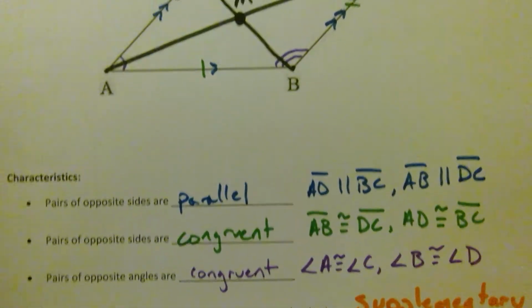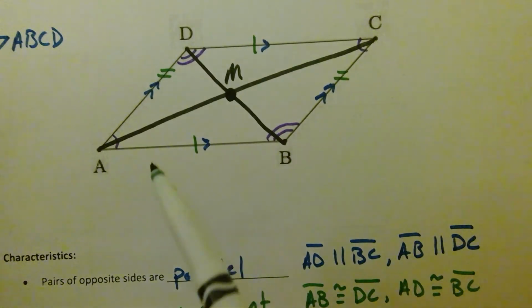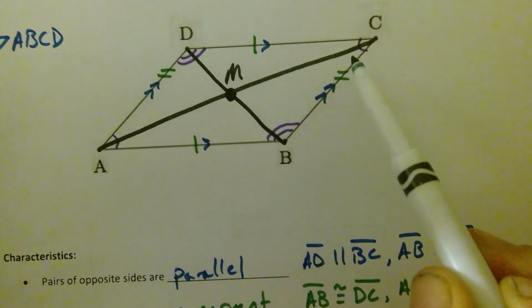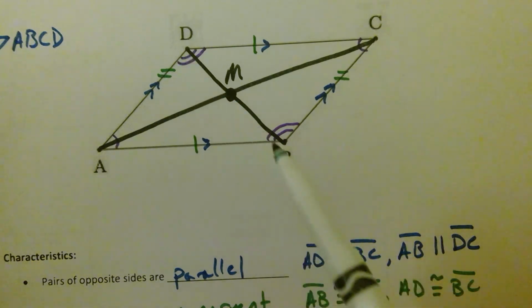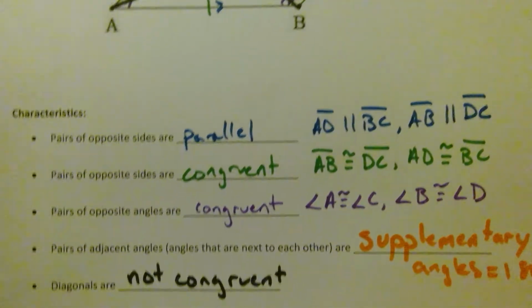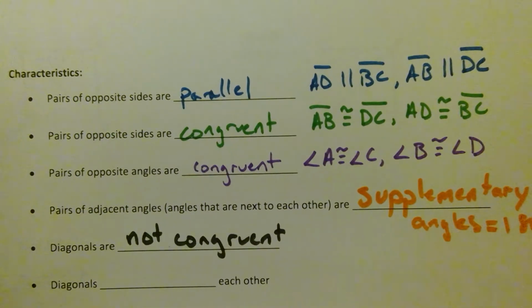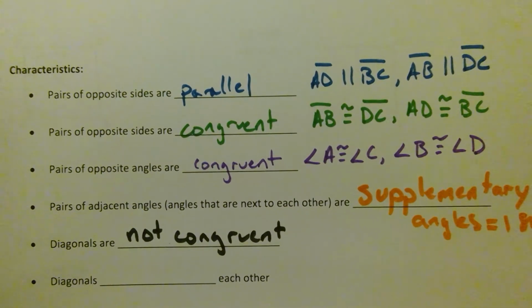Okay? The diagonals are not congruent. So if we can look here, this clearly looks like this diagonal AC is going to be longer than the diagonal DB.